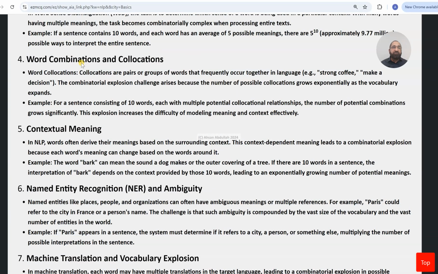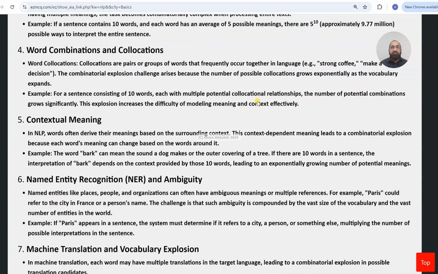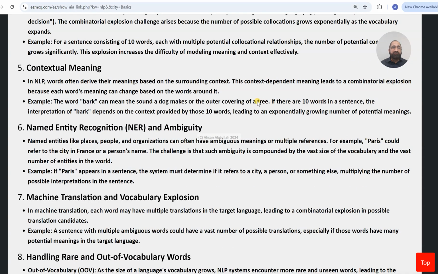And then there are word combinations and collocations. For example, when we say strong coffee, we don't say strong milk, or strong juice. Of course, if we look at the permutations and the combinations, strong can come with many other drinks also. So how would the machine know which combination? Of course, if you make it rule-based, that is going to create more problems because rules have their own complications. Then the contextual meaning: what does the bark mean?